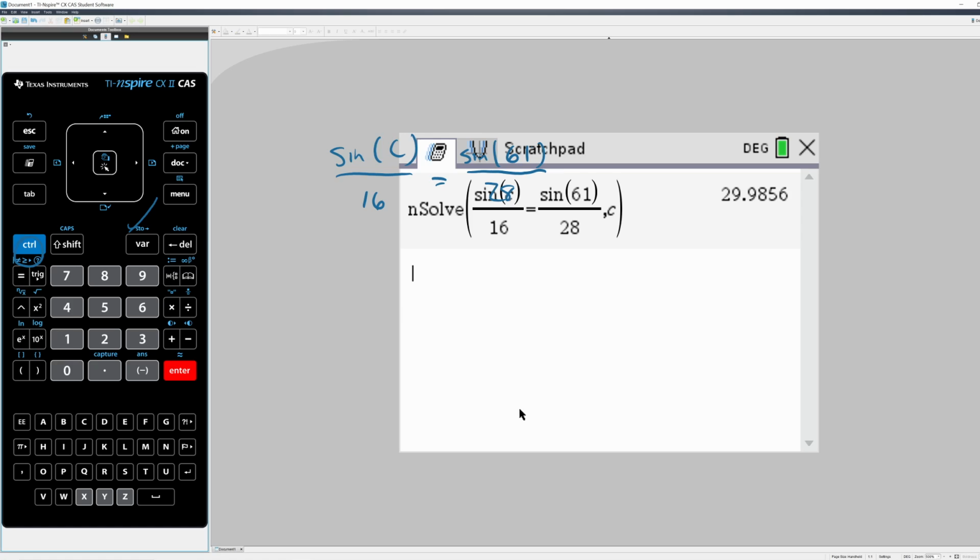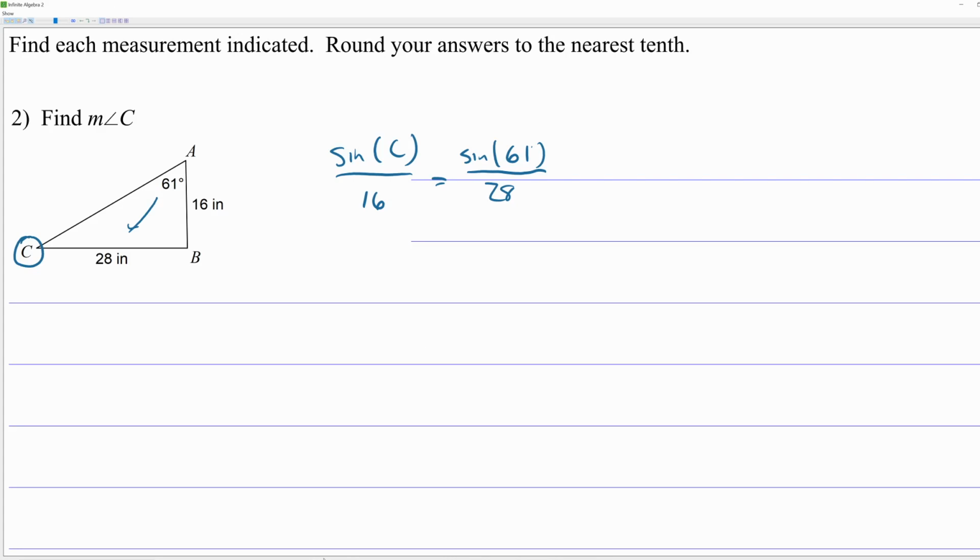Press enter, and we get 29.98. If we round that to the nearest tenth, that's going to be 30.0. So here we get C equals 30.0.